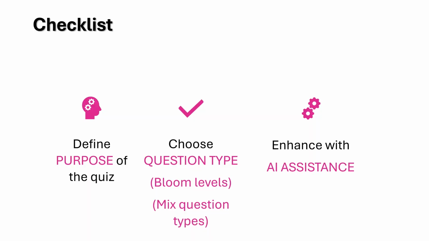Yeah, that's how I make quizzes for my lectures. And they are not only helpful for the students, but they are also helpful for me, to see if I taught the correct way. So a checklist for you is: define the purpose of the quiz, choose the question type based on Bloom's levels, and mix question types to have a bit more variety so that it's not getting boring. Don't overload your lectures with quizzes. One is enough in the middle and one for activation, and maybe one vignette in the end.